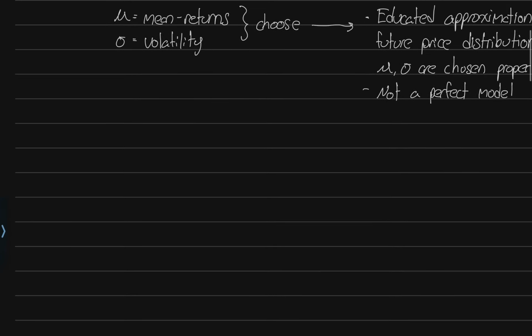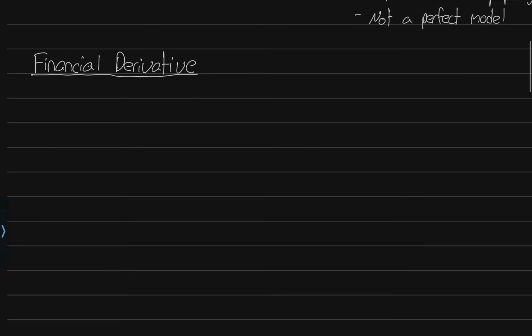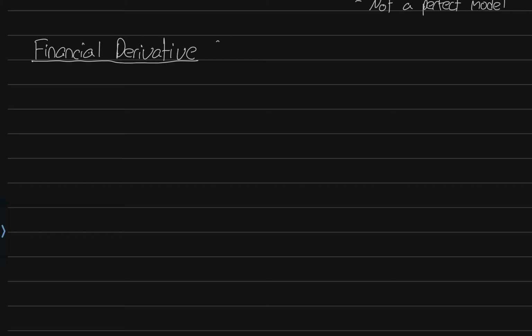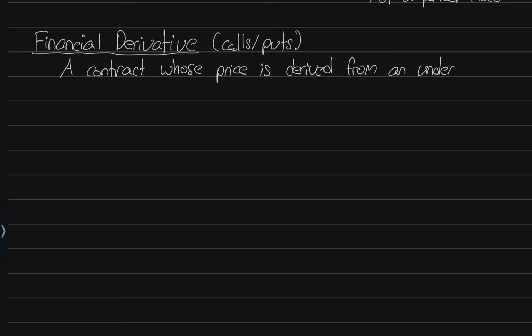Now that we got that out of the way, we can really talk about what a financial derivative is. Essentially, there are many types, but we're just going to be focusing on calls and puts in this video lecture series. But it's essentially a contract whose price is derived from an underlying financial asset or stock.